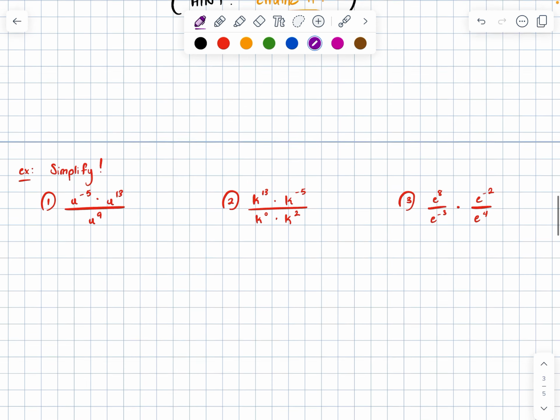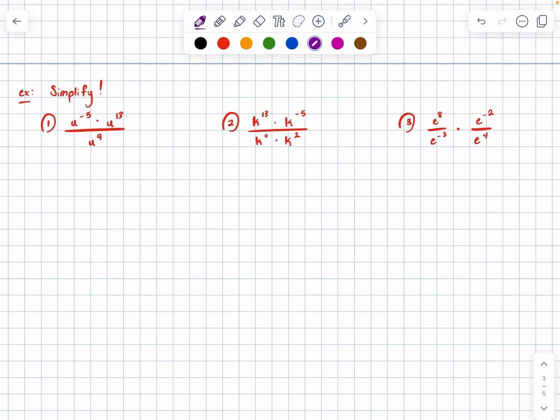Nice. Let's try some more. A little bit more challenging, but not so much so. Let's take number 1 together, and then we'll do number 2 and 3 on our own. For number 1, I have u to the power of negative 5 times u to the power of 13 all over u to the 9th. If I'm thinking about the order that I might want to do these operations, hint, hint, wink, wink, nudge, nudge, I can speak words. What might my strategy be here? Take 30 seconds, pause the video, take a risk, take a chance, make an idea. Go.